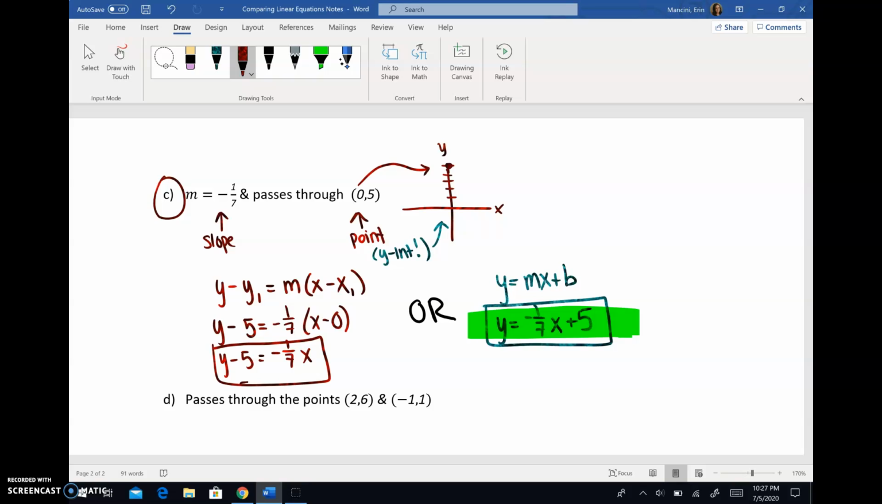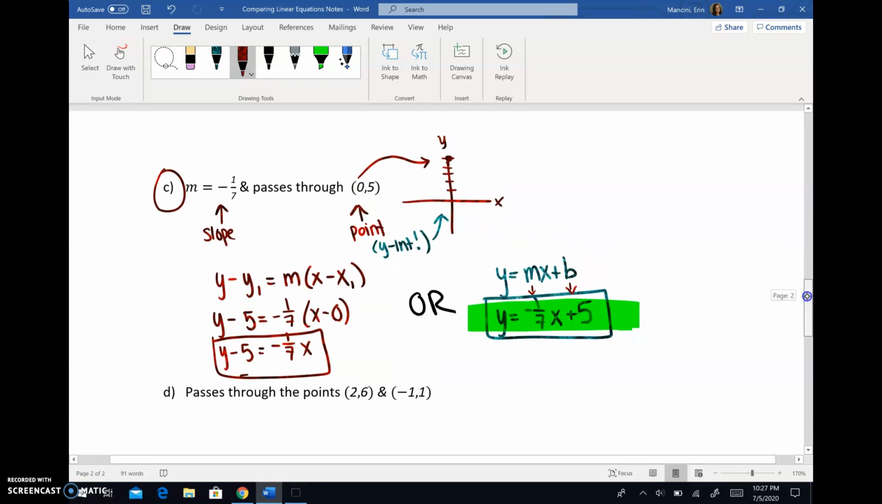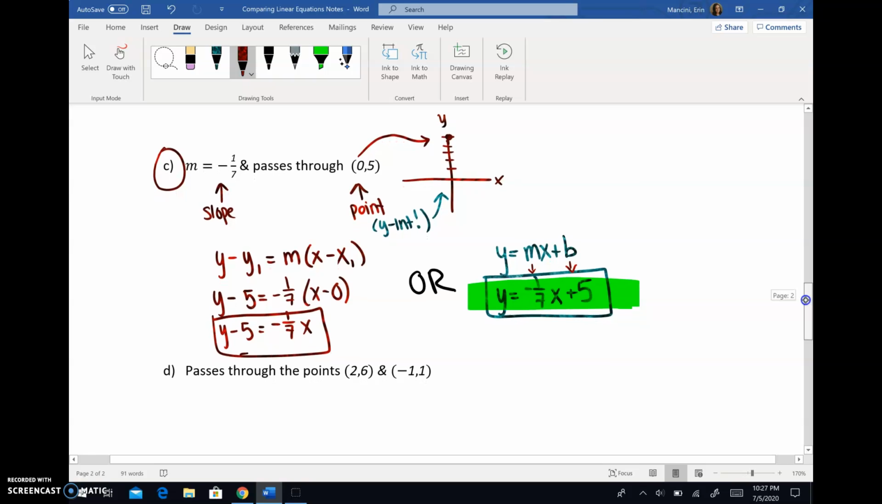So you could have recognized that 0, 5 is the y-intercept. Plug in the slope, which is negative 1/7, plug in the y-intercept at 5, and you get another form of the line. Either is a perfectly good answer, just two ways to look at a problem.